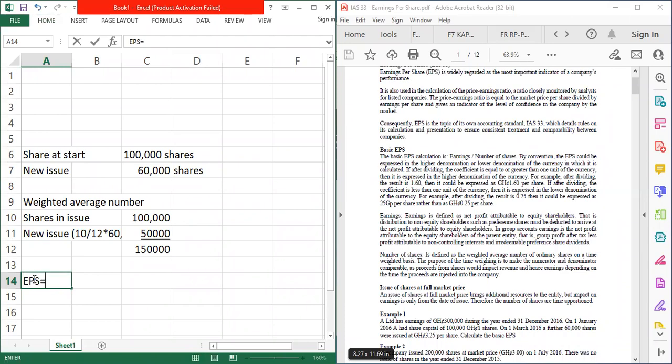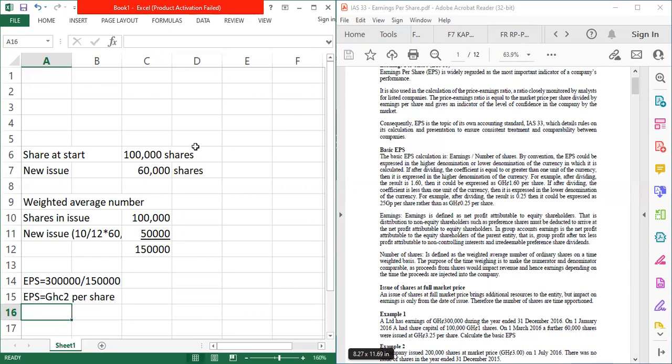What is the profit for the year? 300,000. 300,000 divided by the weighted average number of shares is what? 150,000. So what will be the earnings per share? 2 cedi per share. Okay. If you have the answer to be a whole number in cedis, leave it. But if it is decimal, that is where you change it to pesewas.